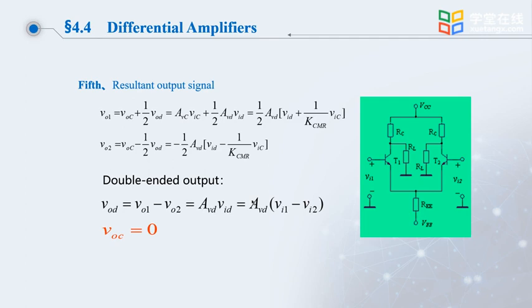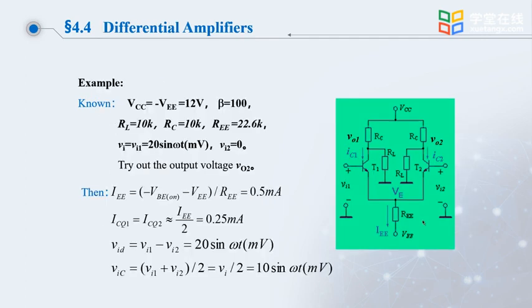We can also see from the formula that the greater the common mode rejection ratio, the less effect the common mode input signal has on the output. At double-ended output, the differential mode voltage is equal to the differential mode gain multiplied by the signal difference between the two inputs, and the common mode voltage is equal to 0.